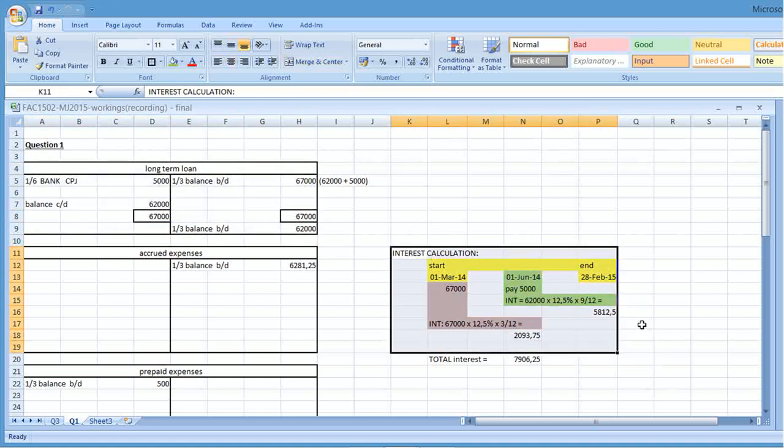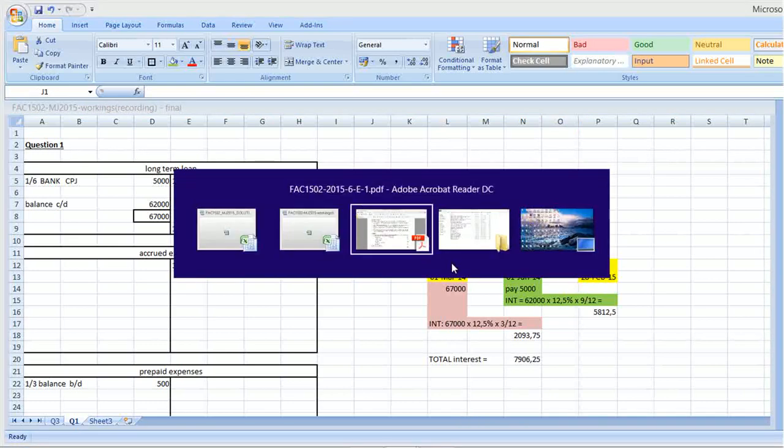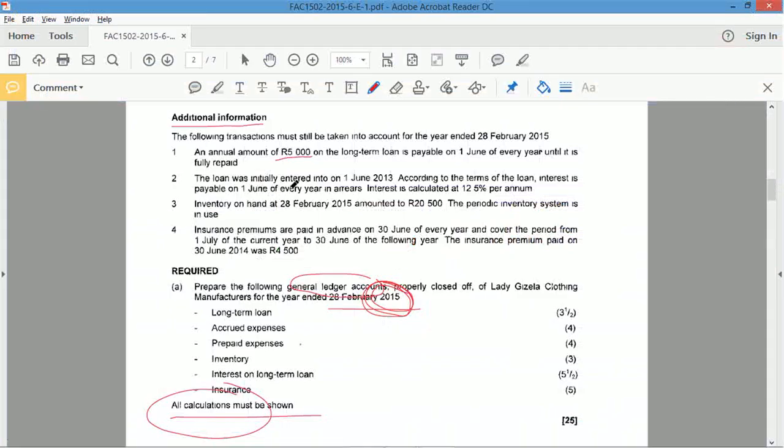We're looking at the interest here, so I need to provide for the interest. Has this interest been paid? Well, the interest hasn't been paid, because if I'm looking at the actual question here, let me read this point as well. The loan was initially entered onto the 1st of June. According to the terms of the loan, interest is payable on the 1st of June every year in arrears. Interest is calculated at 12.5% per annum. So both of these points are important in terms of calculating the interest.